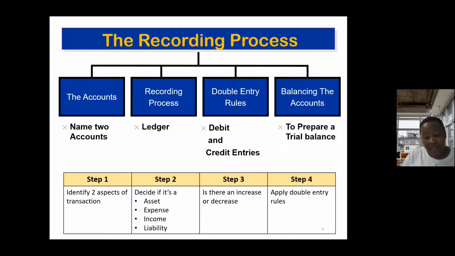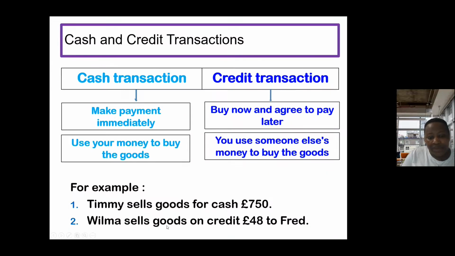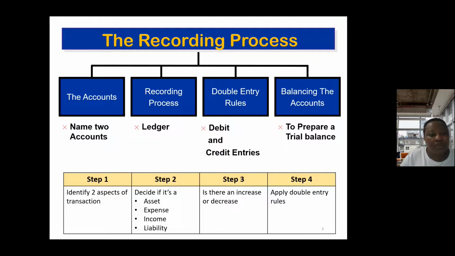So when we have all of these transactions, don't forget we said that accounting is identifying those transactions, identifying those economic events, and then being able to record them. So what does the recording process entail? It entails being able to identify the two accounts. If we look at this example, there is Wilma selling goods on credit to Fred. There is Timmy selling goods, we don't know who the customer is, but for cash. So you want to first of all be able to identify the two accounts.